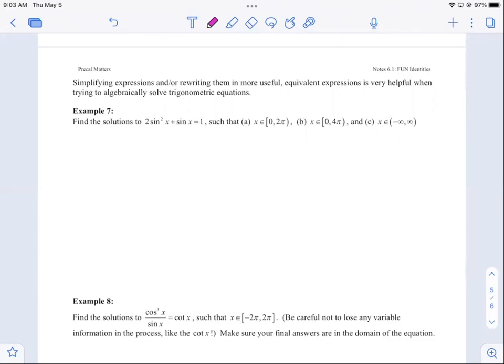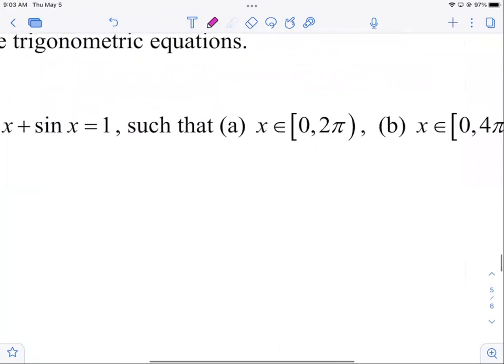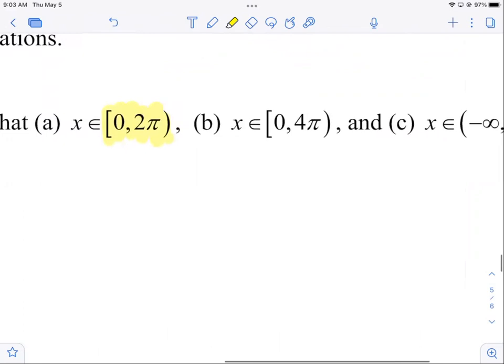It says to find the solutions to 2 sine squared of x plus sine of x equals 1, such that A, your angles x are between 0 and 2 pi. That's going to be finding all the solutions within one positive rotation. That's our comfort zone. Part B, from 0 to 4 pi. So we want to go one more rotation on the unit circle. That would be the next set that's coterminal with the first set.